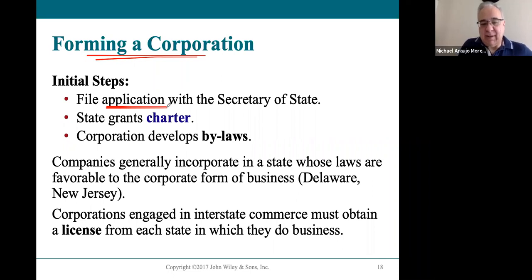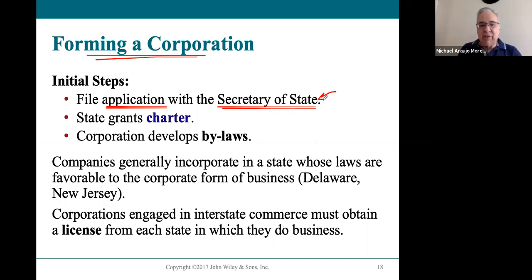You file that application with the Secretary of State's office, which is part of the state government. The state government has a governor, a lieutenant governor, usually a treasurer, an attorney general, and a Secretary of State. These are statewide offices. It's the Secretary of State's office that deals with getting applications in. They review them for lots of detail. There's a lot of detail on the application.